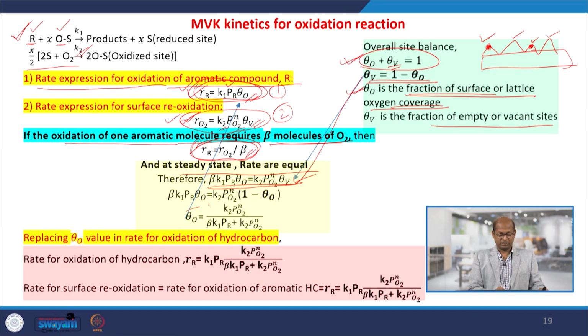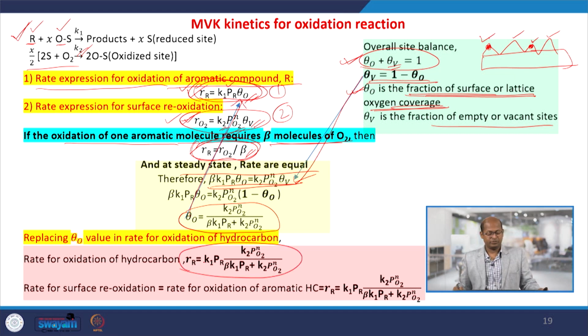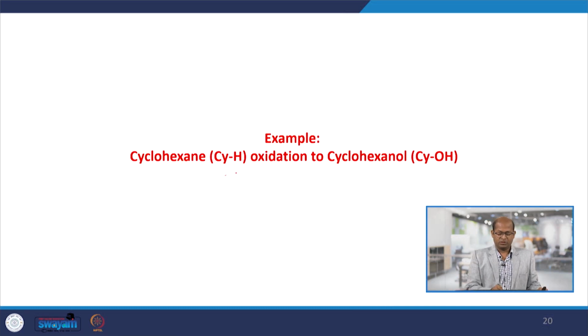So, we can write or express this equation this way. Theta 0 is the fraction of the surface or lattice oxygen coverage in the surface, and that part we can substitute here in equation 1. Once we substitute this, the rate equations would be like this, or we can write these equations the same way; both are the same. So, this is the rate equation for this type of mechanism, considering this type of reaction. For this particular example we take and we solve this.